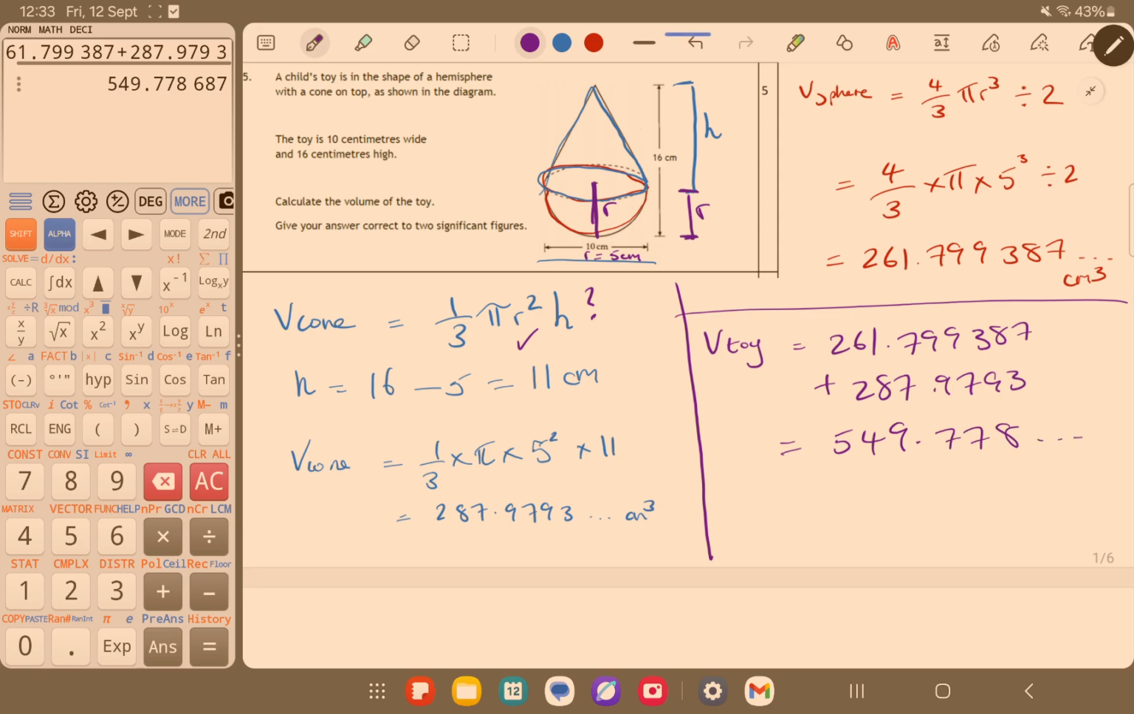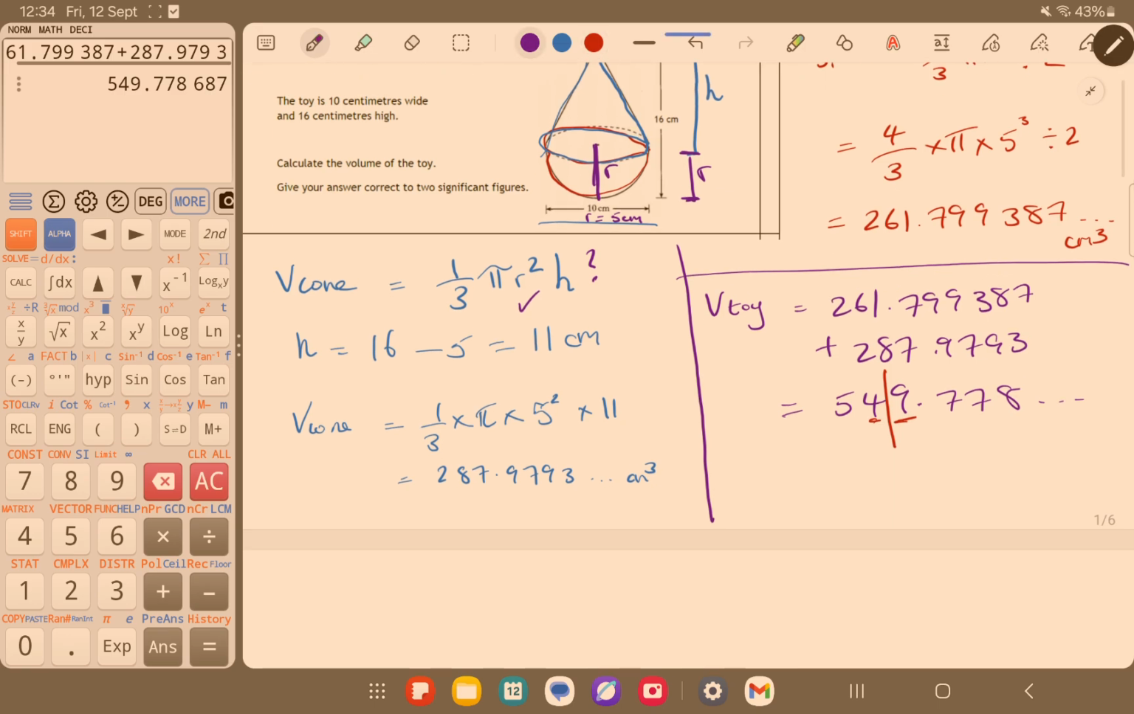So that is going to be 549.778, because we're going to round this to 2 sig figs now. For 2 significant figures, we start with our first non-zero number, which is 5, and count from there. So 5 and 4 are going to be our first 2 sig figs. This 9 is going to round this 4 up to 5. And the final answer is going to be 550 cubic centimeters.